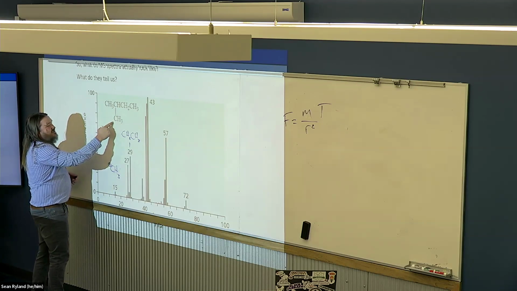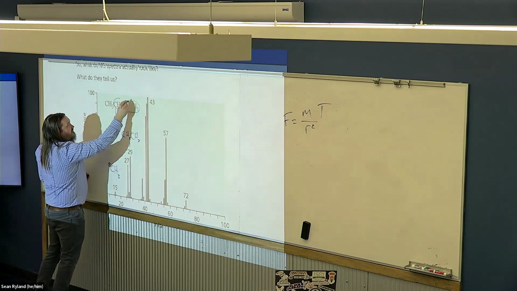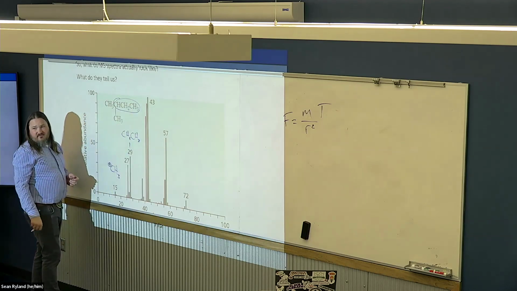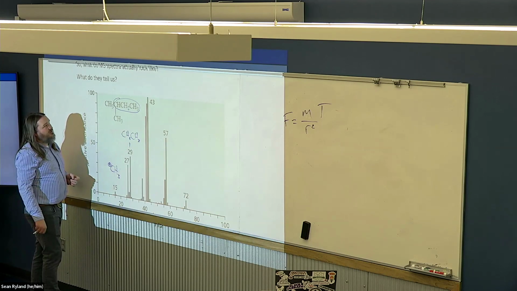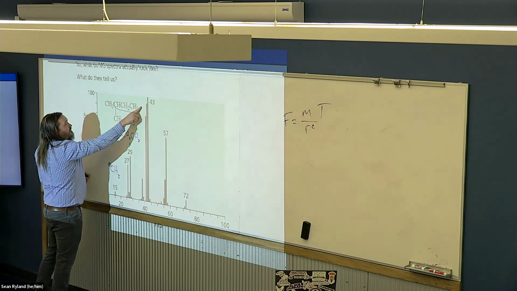So 30. Maybe something with 3 carbons. Let's say 36, 37. That's 42. That's 42. If all the CH3s get knocked off, we just leave the CH2 in the middle.